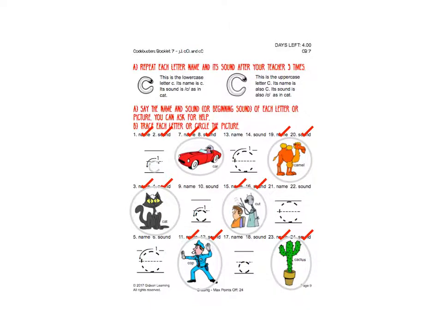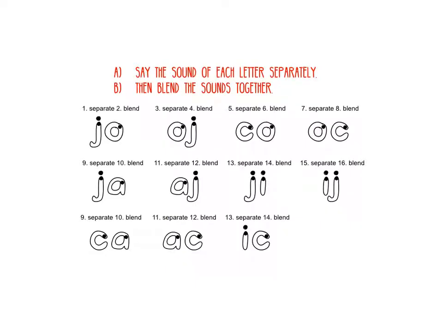Now we'll go over all the new blending you'll see in this booklet. Remember, the directions are as follows. Say the sound of each letter separately, then blend the sounds together. So let's jump right into it. J, ah, j, ah, jaw. Now we'll go on to the next one.